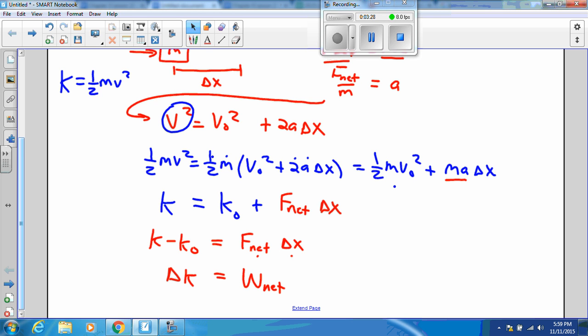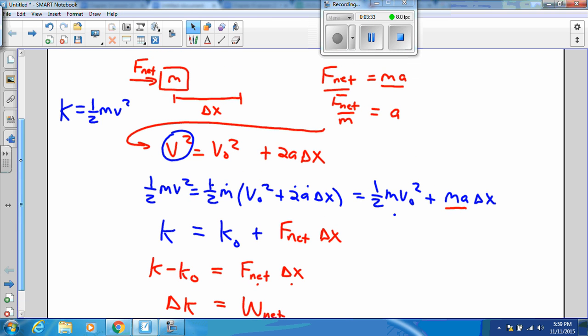The key point is that the work energy theorem is logically identical to the equations of motion that we've used before. But as we've seen in class, it's easier to use.